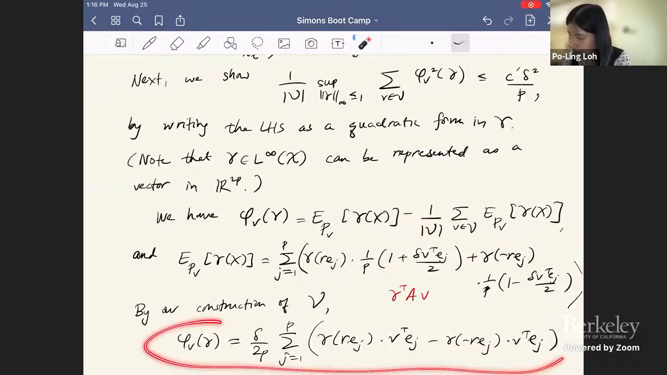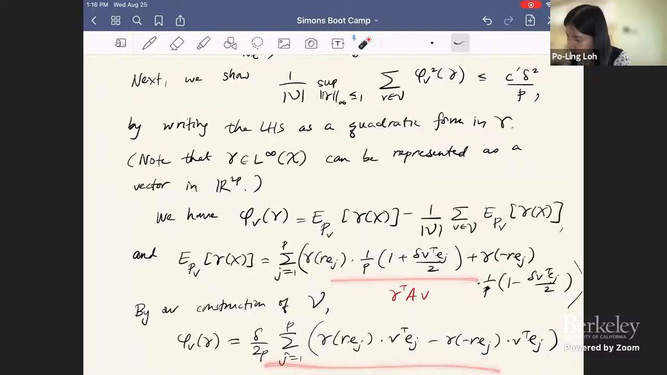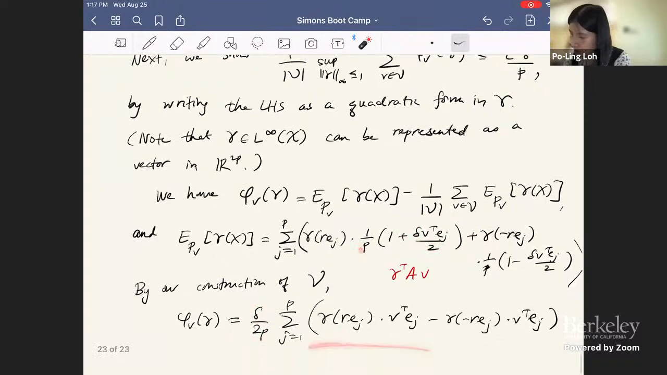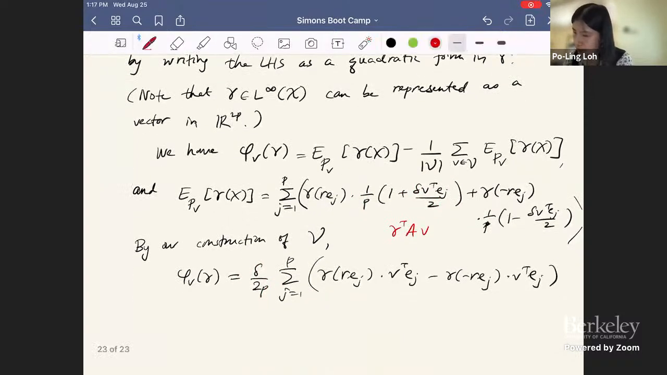That's what I'm writing here. So to get from here to here, I'm just preserving the terms gamma of r ej and this delta term. I took out the delta and the 2 and the p. Okay, so I have that, and then you can write this. We'll define this as delta over 2p times gamma transpose a times b.